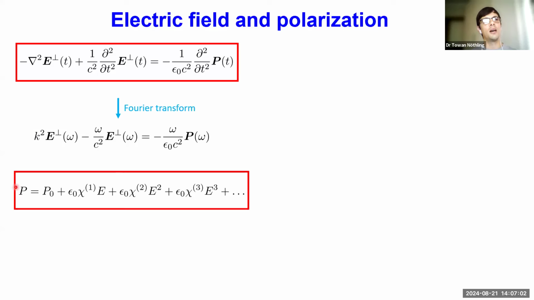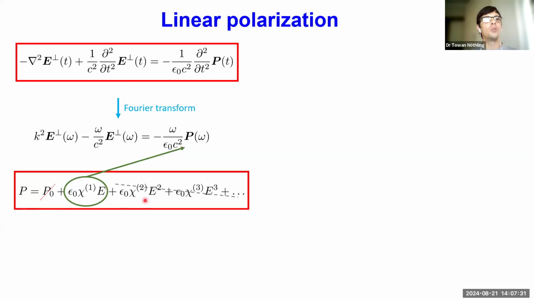Now, something else that we will do, which is an important assumption. It's basically not an assumption. We expand the polarization in terms of different orders of the electric field. We do a Taylor expansion of the polarization. Most materials are not permanently polarized, so we can disregard the first term. And for the moment, we'll also discard the nonlinear terms, those terms that depend on nonlinear orders of the electric field, although they will be important for nonlinear spectroscopy later.